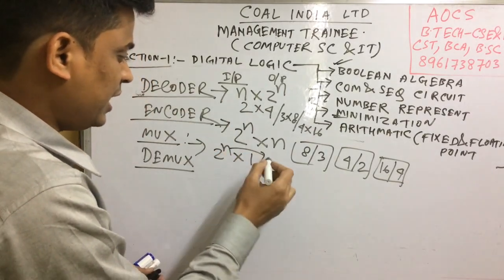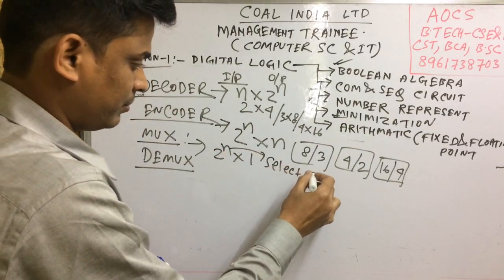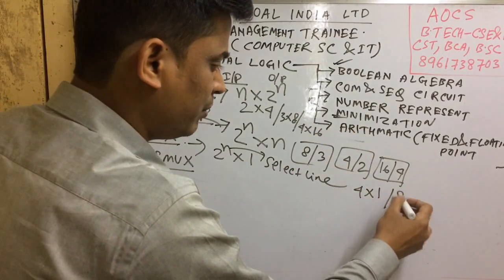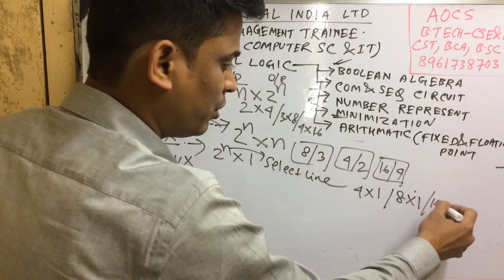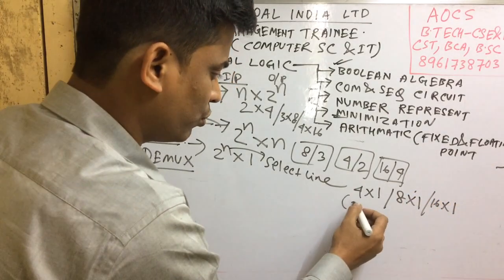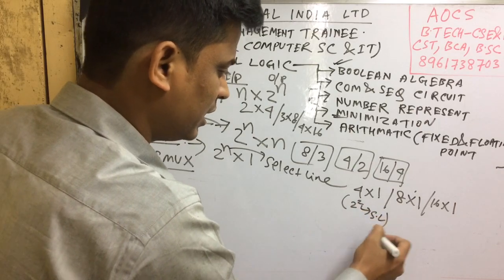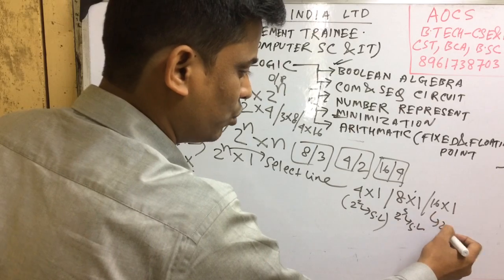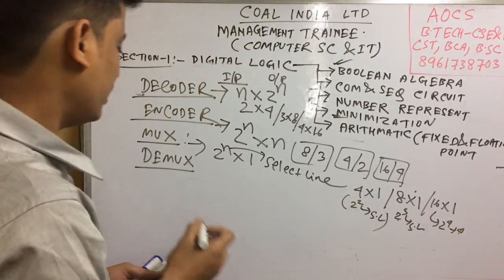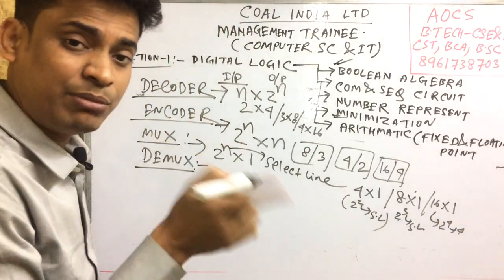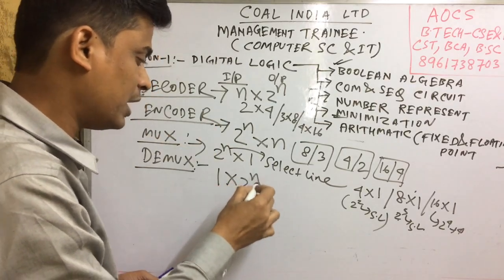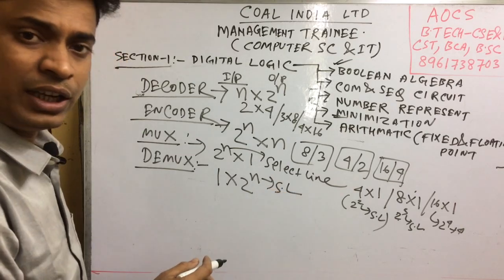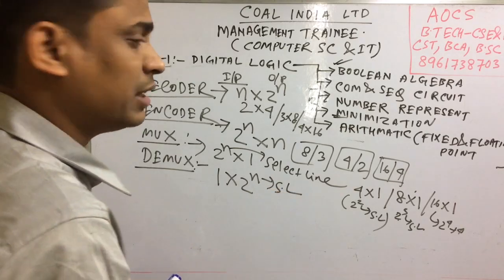This n is the select line. So if you supply 4 inputs output is 1, 8 inputs output 1, 16 inputs always output 1. But 4 is 2 to the power 2 so 2 is the select line, 8 means 2 to the power 3 so 3 is the select line, 16 is 2 to the power 4 so 4 is the select line. But the demultiplexer accepts only one input and produces 2 to the power n outputs, and here n is the select line also. Okay, so these are the combinational circuits.